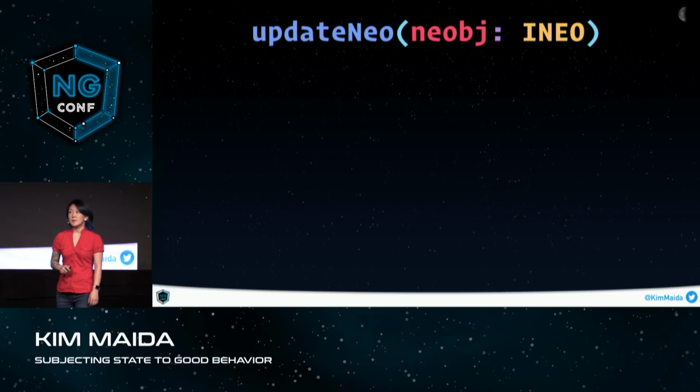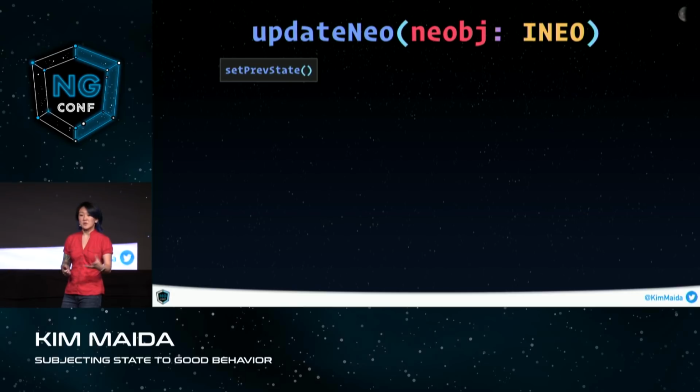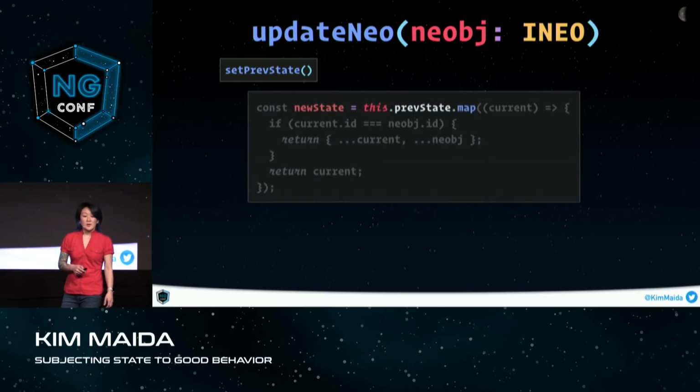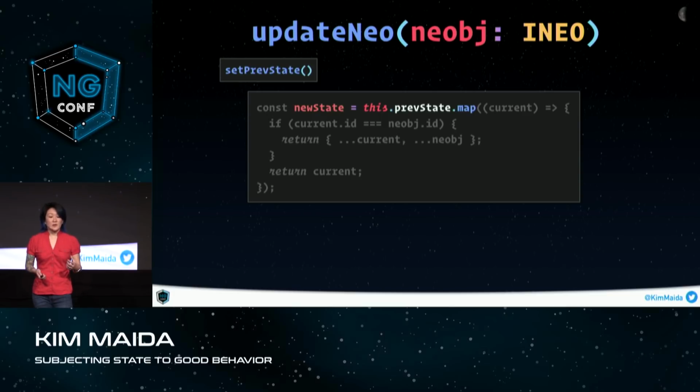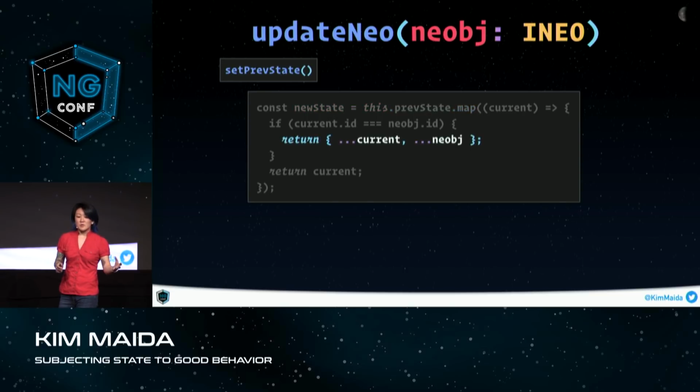Now my updateNeo method is how I'm going to update those nicknames. I expect a near-earth object, just one this time, the one that I'm updating. Again, the first thing I need to do is make sure I know what that previous state was. And this time I'm going to create a new state by mapping the previous state. I'm going to go through and find the particular object that I'm modifying in the previous state, and in its place, I'm going to return a new object that is the current object but has updates from the new object. And by doing it this way, I'm also ensuring that I have immutability.